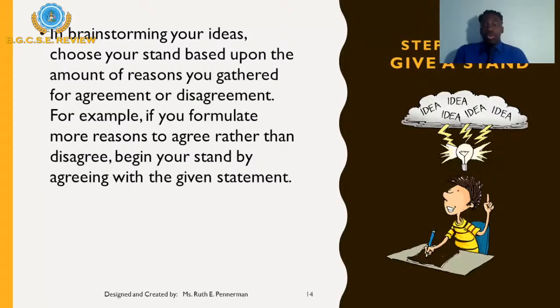And so if you agree more, you will tell us why you agree more and lay it out very plainly, very carefully, and very clearly. If you disagree with the statement more, you will tell us why you disagree, and you will lay those points or those ideas out very plainly and very carefully as well. For example, if you formulate more reasons to agree rather than disagree, begin your stand by agreeing with the given statement. Let's see what else is said.